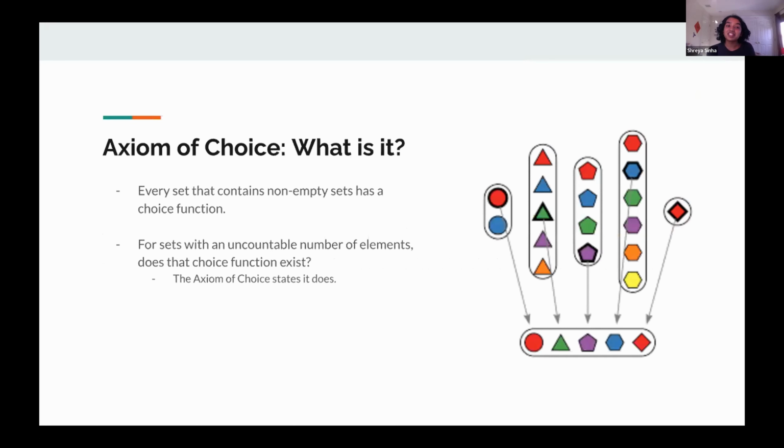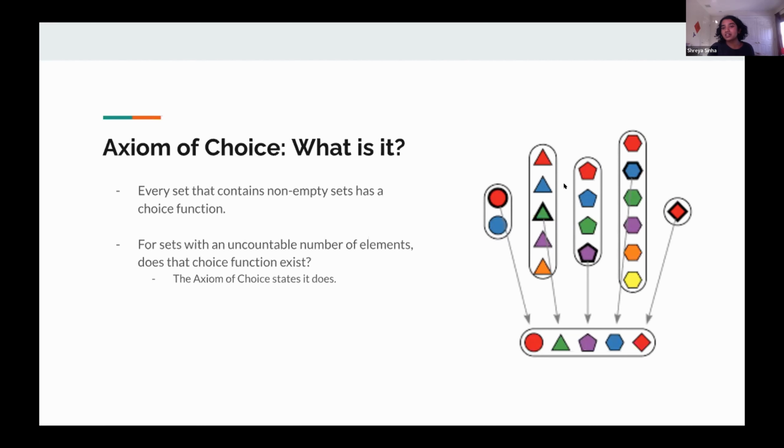And so that leads me to the axiom of choice. So I guess our next question is, what is the axiom of choice? All it really states is that for every set that has non-empty sets within it, it has a choice function. So on the graphic on the right, you can see these 5 groups of objects.